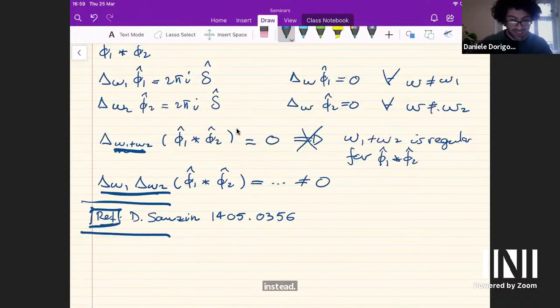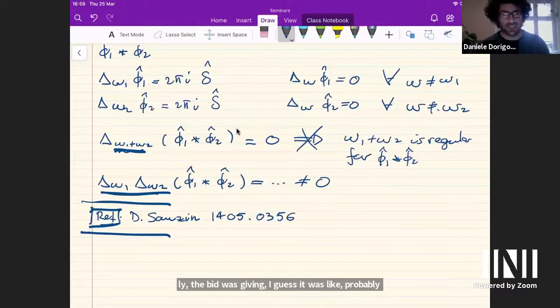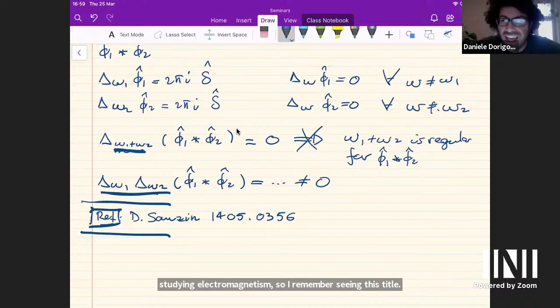Incidentally, David was giving lectures probably related to some of these topics when I was an undergrad in Pisa, but at the time I was studying electromagnetism. So I remember seeing this title, I think it must have been something like Resurgence and Dynamical Systems. And I thought, okay, I'm not going to go to any of these lectures. And now in hindsight, I wish I went there.